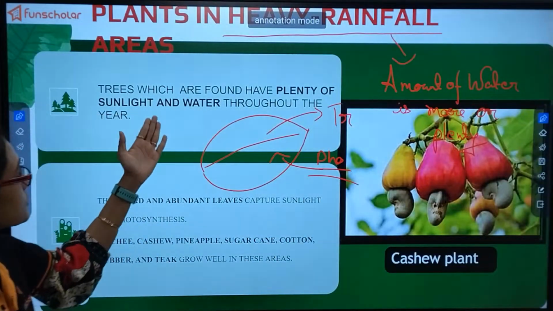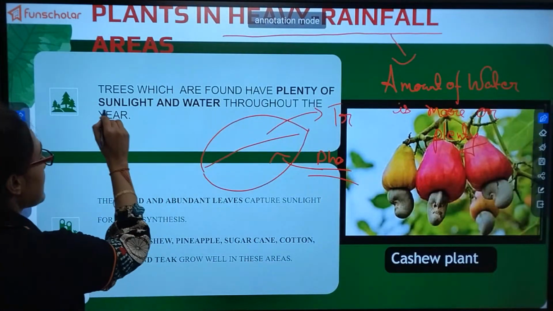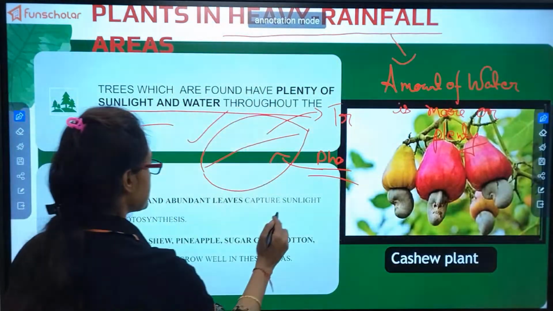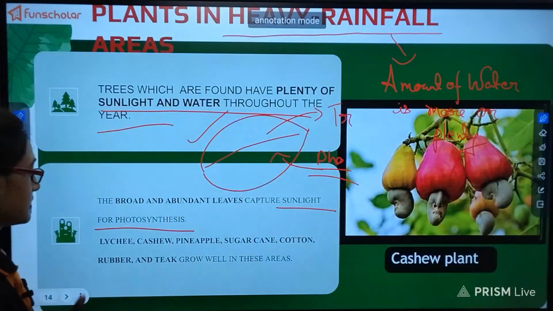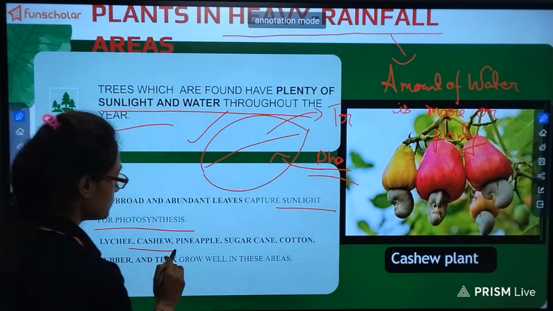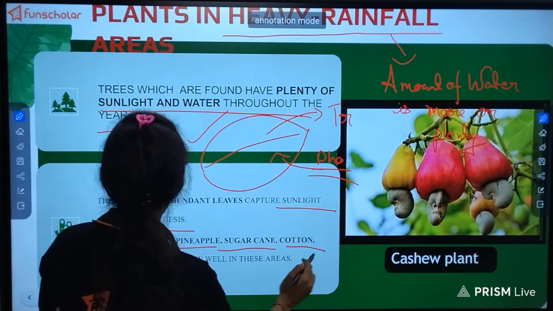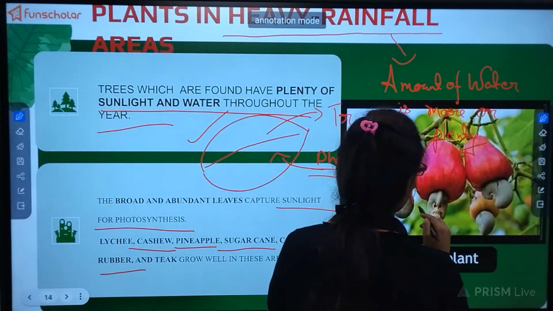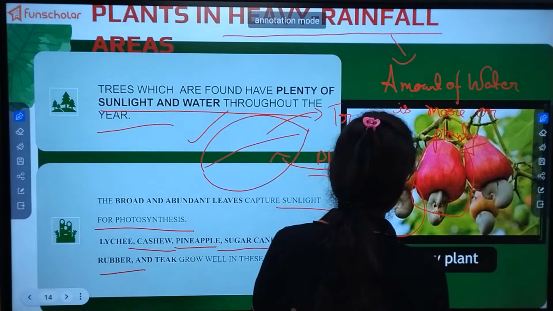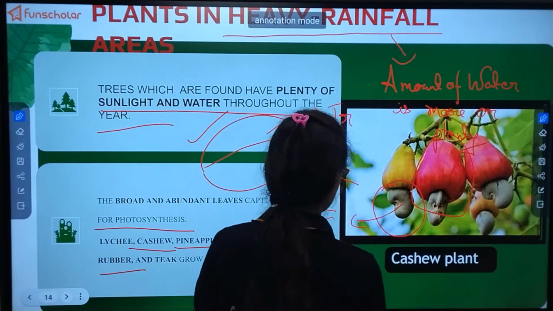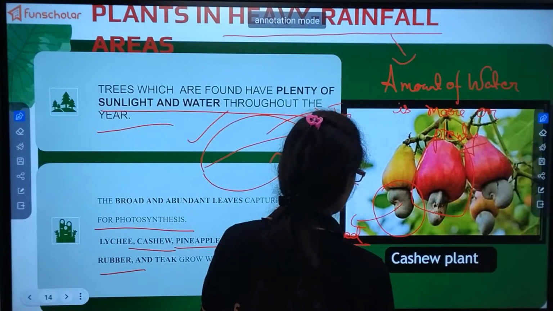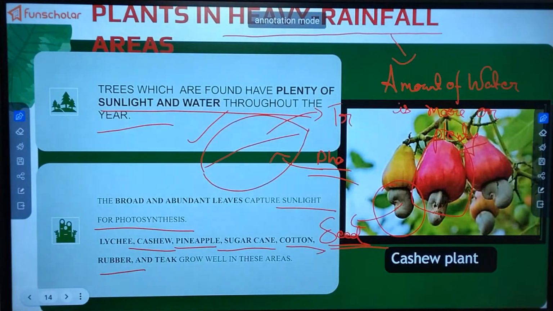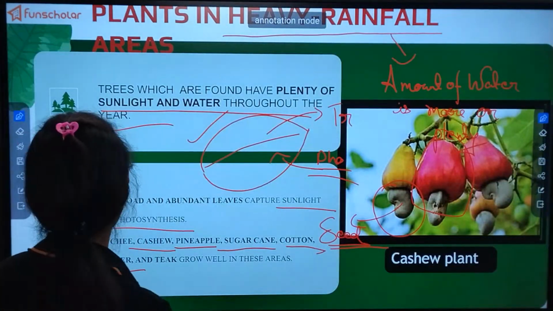Trees which are found here have plenty of sunlight and water throughout the year. The broad and abundant leaves capture sunlight for photosynthesis. Examples: kaju, pineapple, sugarcane, cotton, rubber, etc. grow in this area. See, this is a kaju plant. We eat this portion. This is the kaju seed. It is being roasted. Then the outer covering is removed. Then we eat the kaju. So it grows in heavy rainfall area.